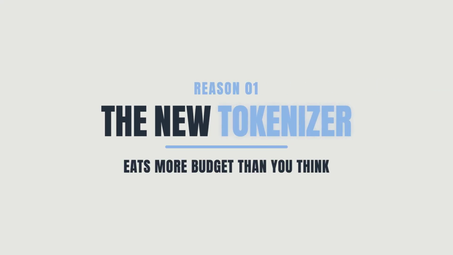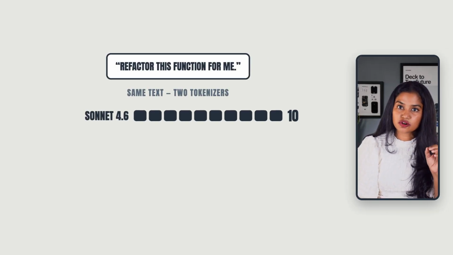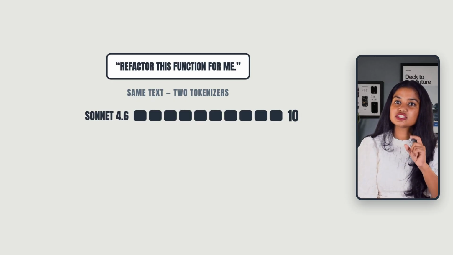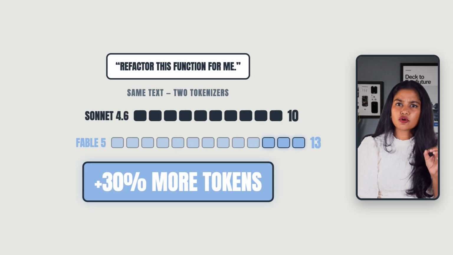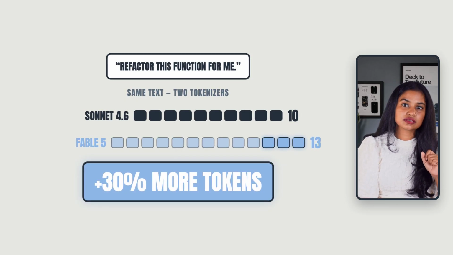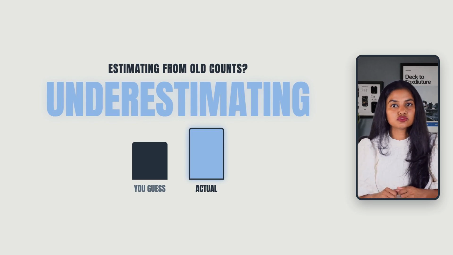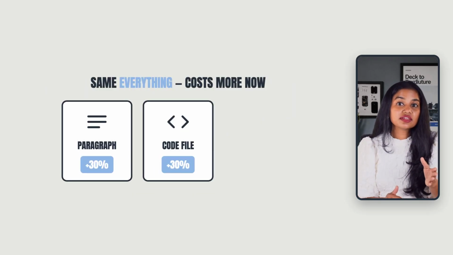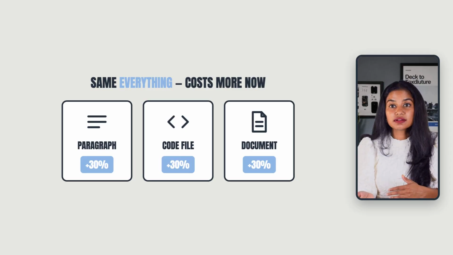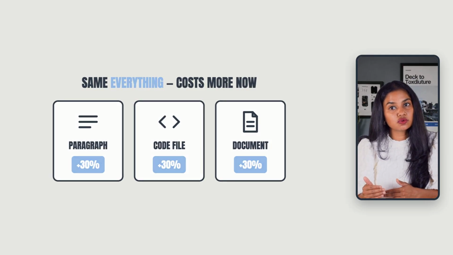Reason one, the new tokenizer is eating more of your budget than you think. Fable 5 uses a new tokenizer compared to older Claude models like Sonnet 4.6, and here's the part that catches people off guard. This new tokenizer produces roughly 30% more tokens for the exact same pieces of text. So, if you're estimating your Fable 5 cost based on how many tokens a prompt used to take on an older model, you're underestimating. The same paragraph, the same code file, the same document costs more tokens now, just because of how the text gets split up under the hood.